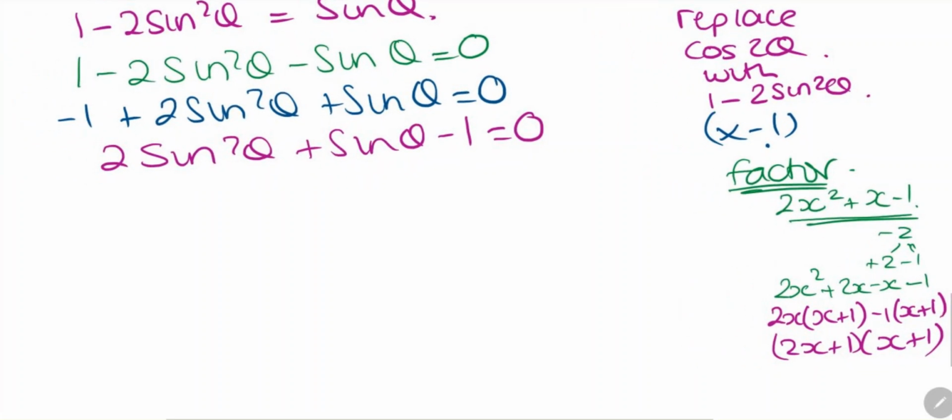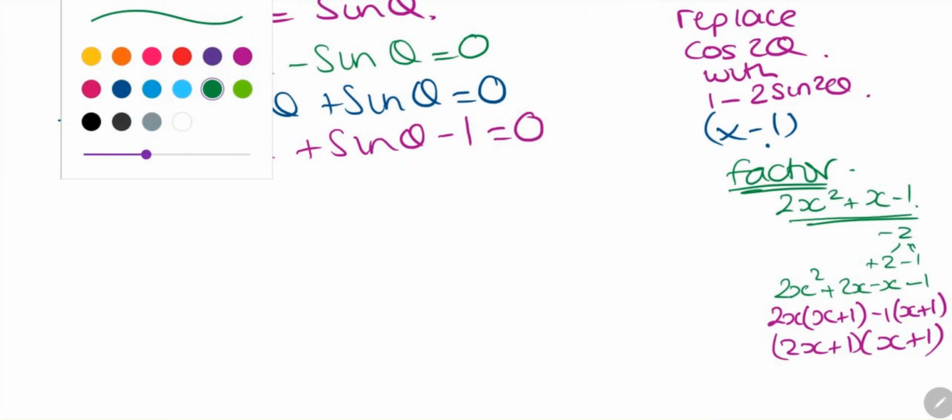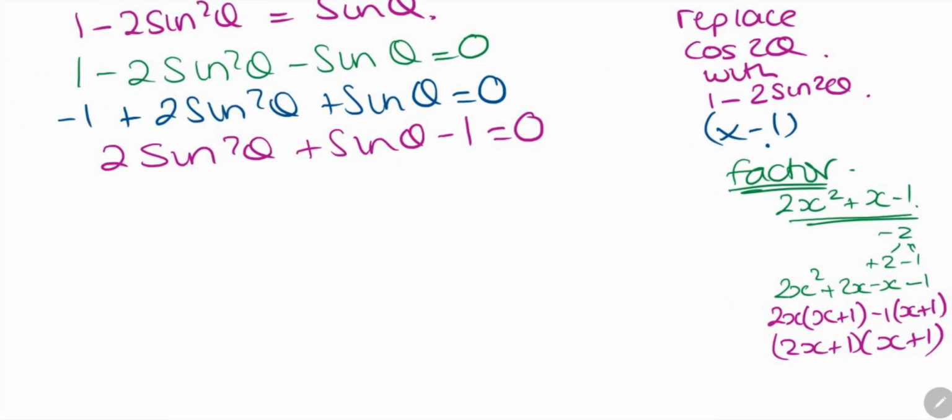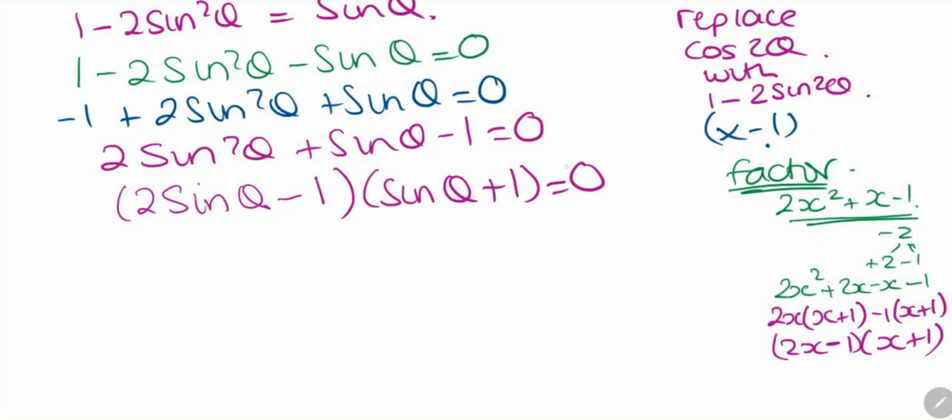So writing this instead with signs, this is going to be 2 sine theta minus 1, that should be. That's a minus there. So 2 sine theta minus 1 and sine theta plus 1 is equal to 0.